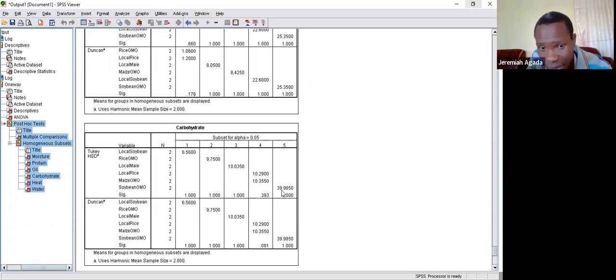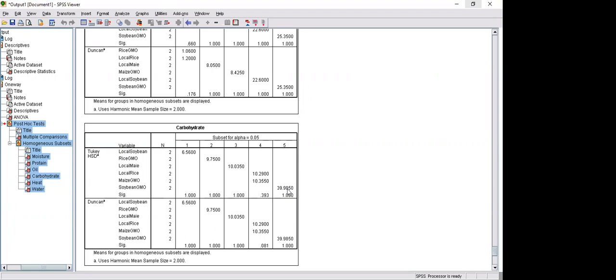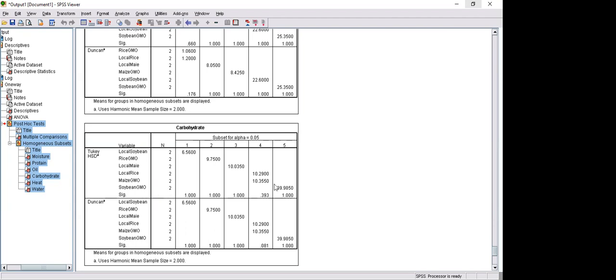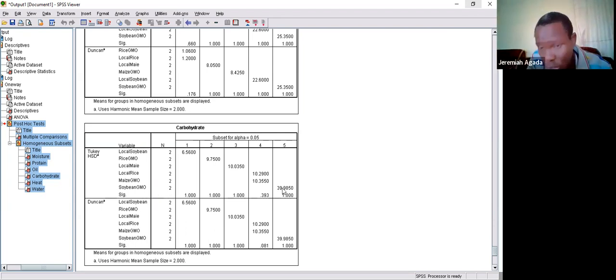Now, 39.99, if you're approximating to 2 decimal places, 39.99 is higher than 10.35. So in that case, if you are separating the means, soybean GMO, because it is higher, is going to carry a superscript of A, the mean value of soybean GMO for carbohydrate, or the carbohydrate content in soybean is going to carry a superscript of A.